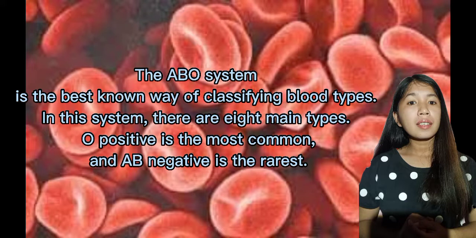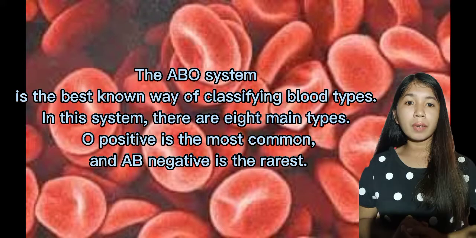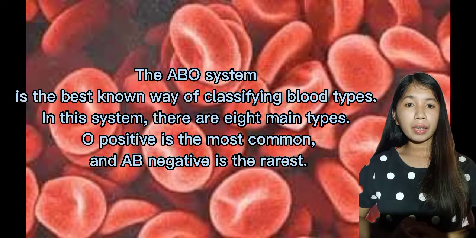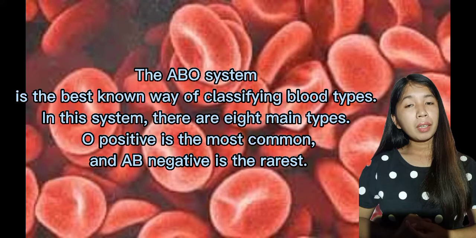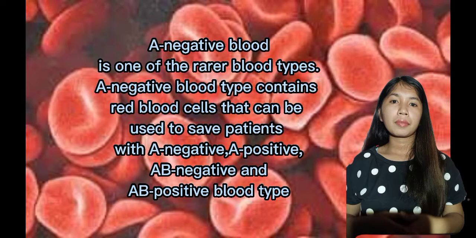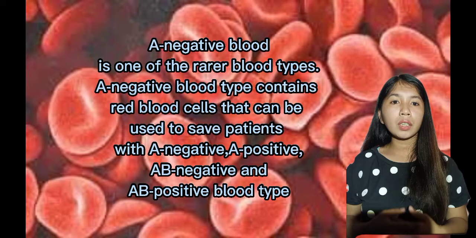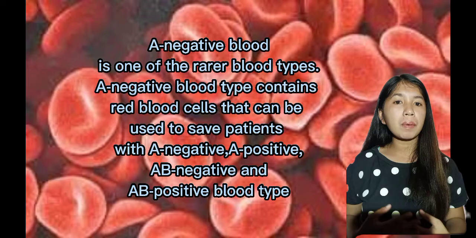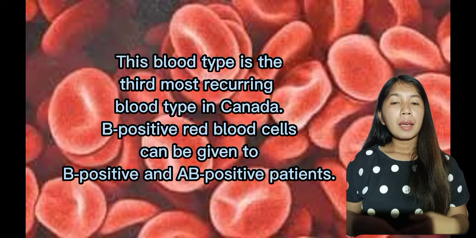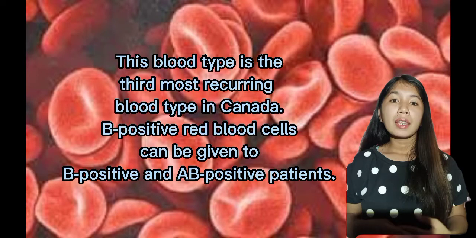Patients who are A positive and AB positive can receive A positive red blood cells and platelets. Maintaining an adequate supply is crucial. A negative blood is one of the rarer blood types. A negative red blood cells can be used to save patients with A negative, A positive, AB negative, and AB positive blood types. B positive is the third most common blood type in Canada. B positive red blood cells can be given to B positive and AB positive patients.